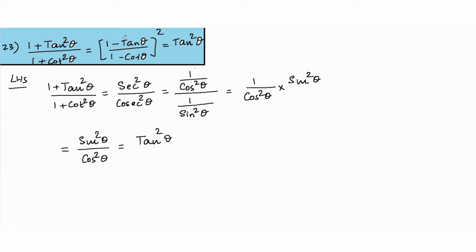Now the second thing that I should be doing is I should show that this (1 minus tan theta upon 1 minus cot theta) the whole square is also tan square. So what I'm thinking of is, I know that cot is 1 by tan. By the way, my RHS is tan square, isn't it? So I am going to convert my cot into tan and let's see if that helps me. Okay, so let me just make a partition here.